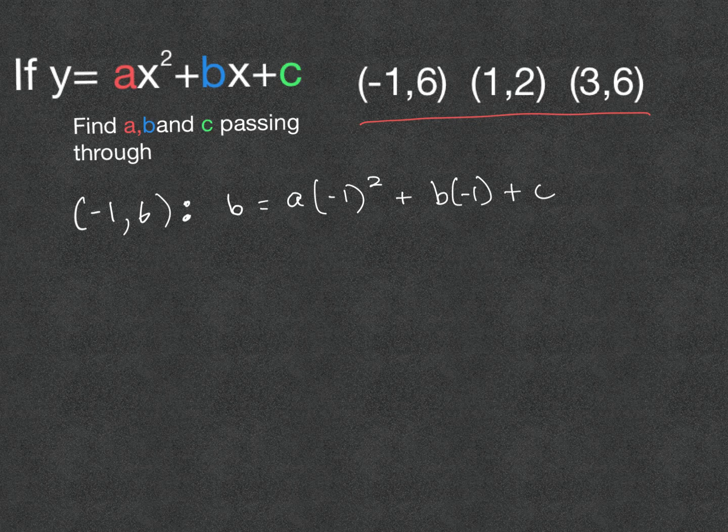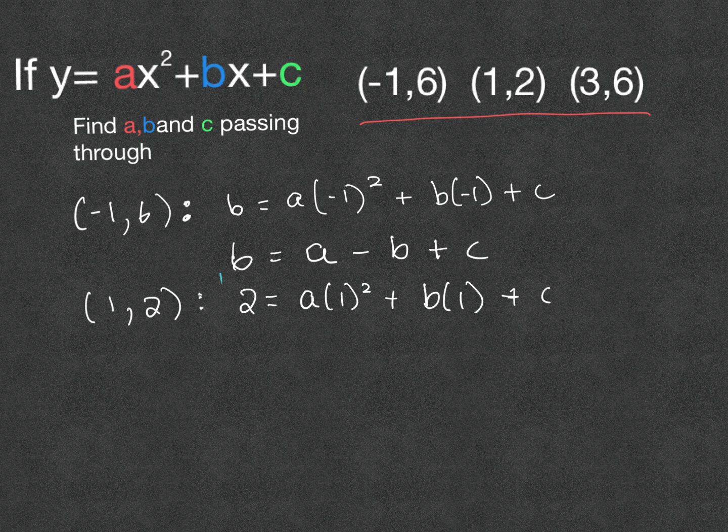Okay, so I'm going to plug the first point in, (-1, 6). Therefore, 6 is equal to a times -1 squared plus b times -1 plus c. So 6 is equal to a minus b plus c. Next, we have that point (1, 2). So 2 is equal to a times 1 squared plus b times 1 plus c.